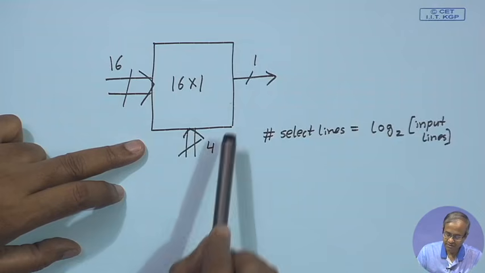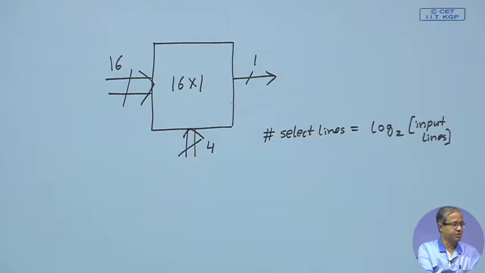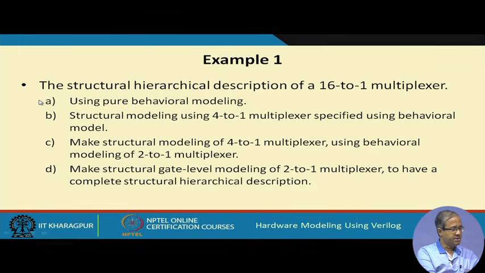So, to start with, we shall be giving the behavior. I am just showing you in this list how we shall be proceeding with our design. So, in the first step, we shall be using pure behavioral modeling, which we shall see will be rather simple. Specifying the behavior of a 16:1 multiplexer is very easy.